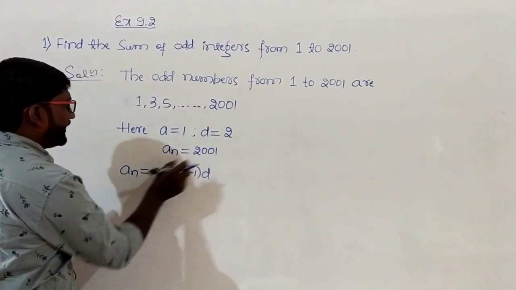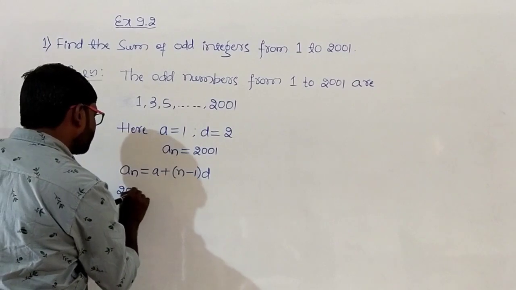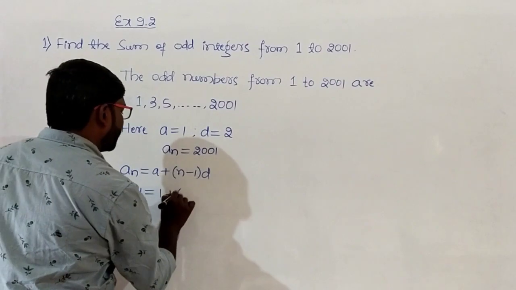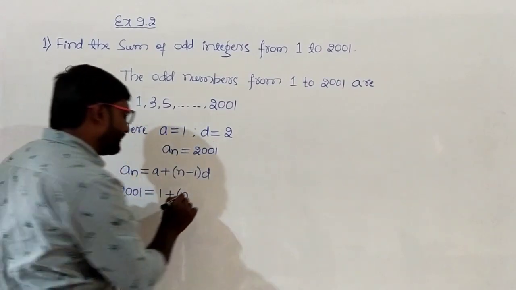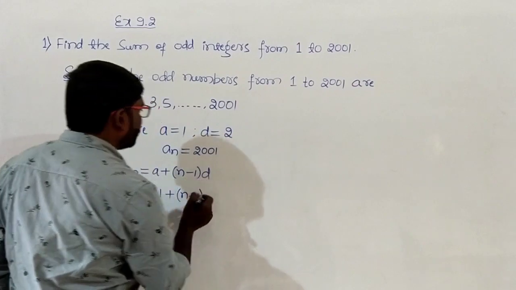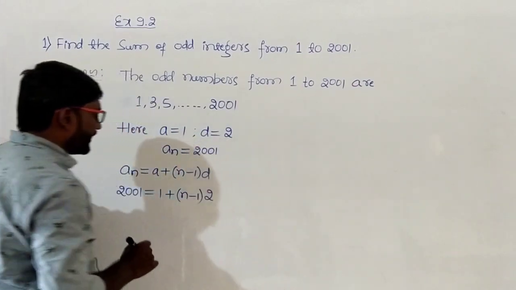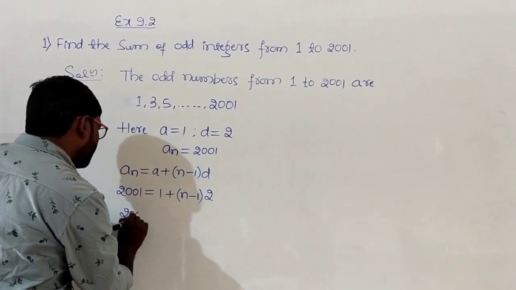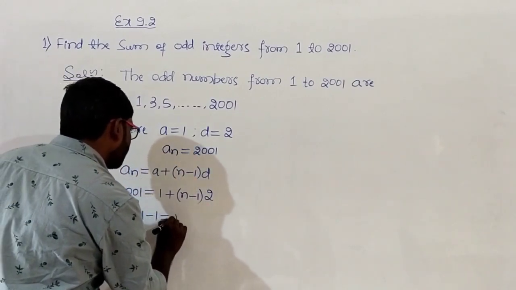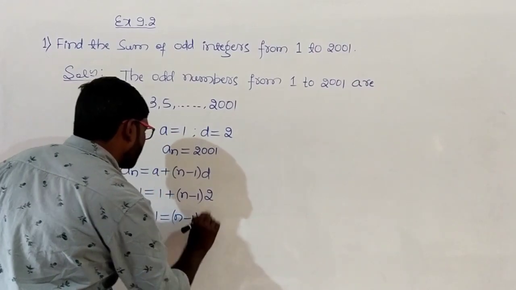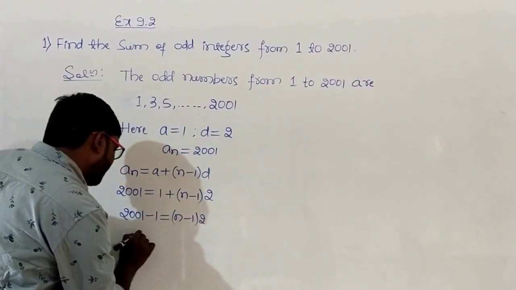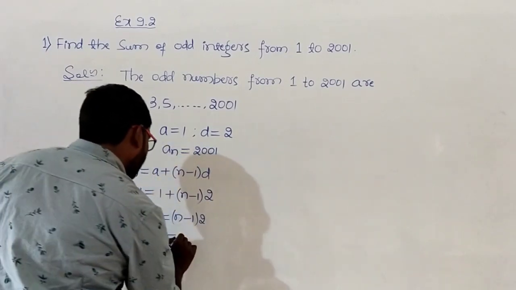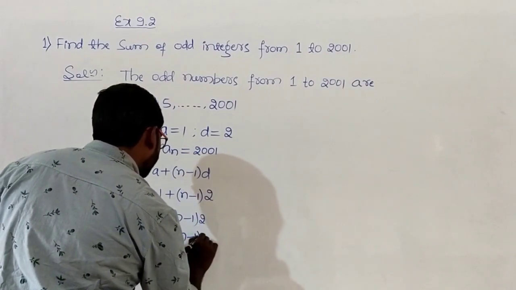So substitute the value of an. It is 2001, which is equal to a, which is 1, plus n, which is unknown, into (n minus 1) into d. What is d? It is 2. Now take this 1 to the LHS, it becomes minus 1. 2001 minus 1 is equal to (n minus 1) into 2. So 2001 minus 1 is 2000, which is equal to (n minus 1) into 2.